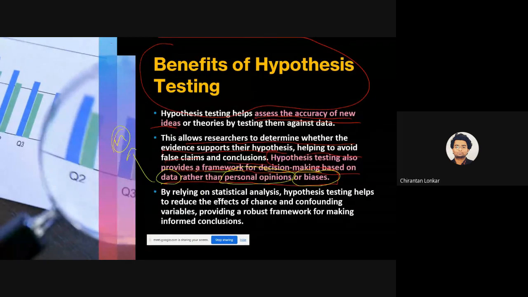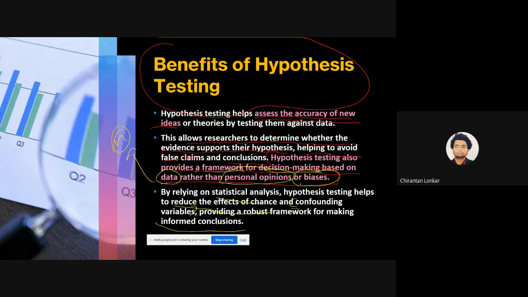So by relying on statistical analysis, hypothesis testing helps to reduce the effects of chance and confounding variables. What are confounding variables? Confounding variables are basically the variables that support the hypothesis, providing a robust framework and informed conclusions.